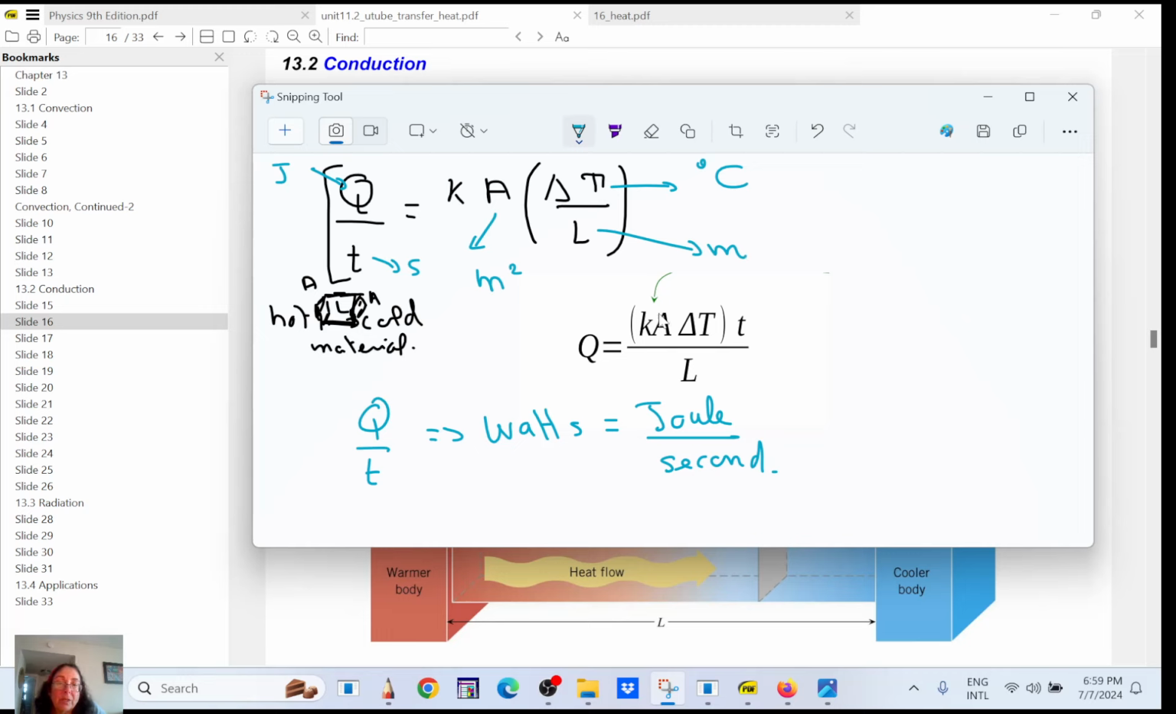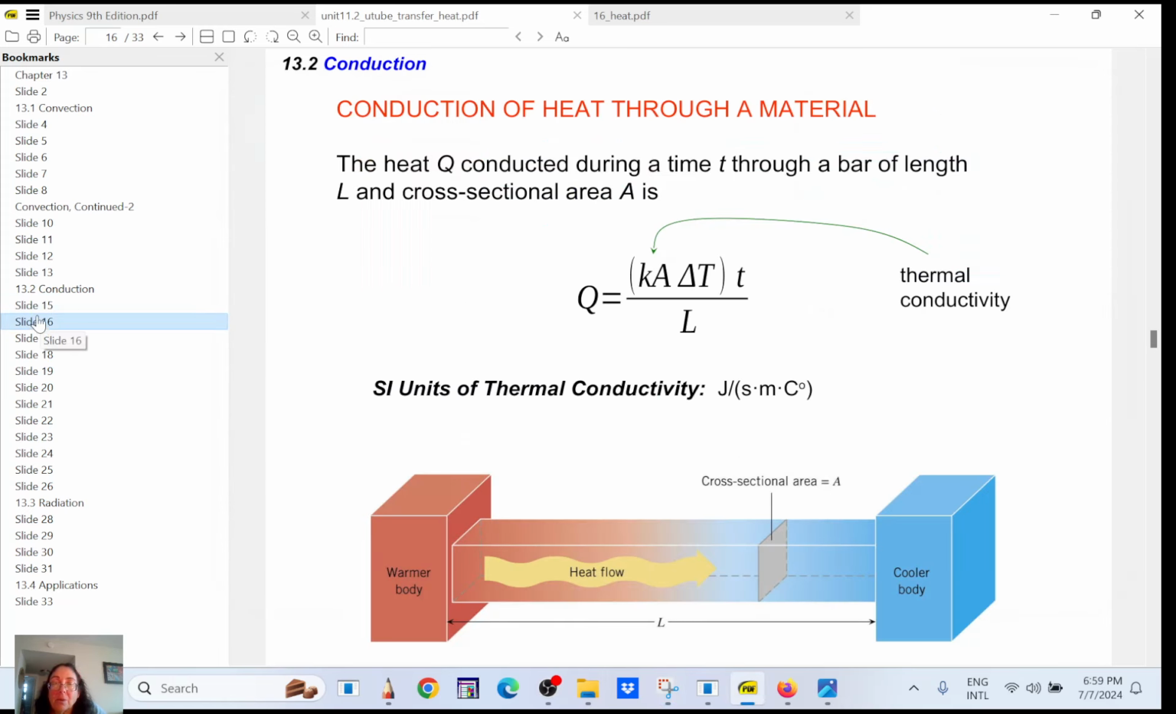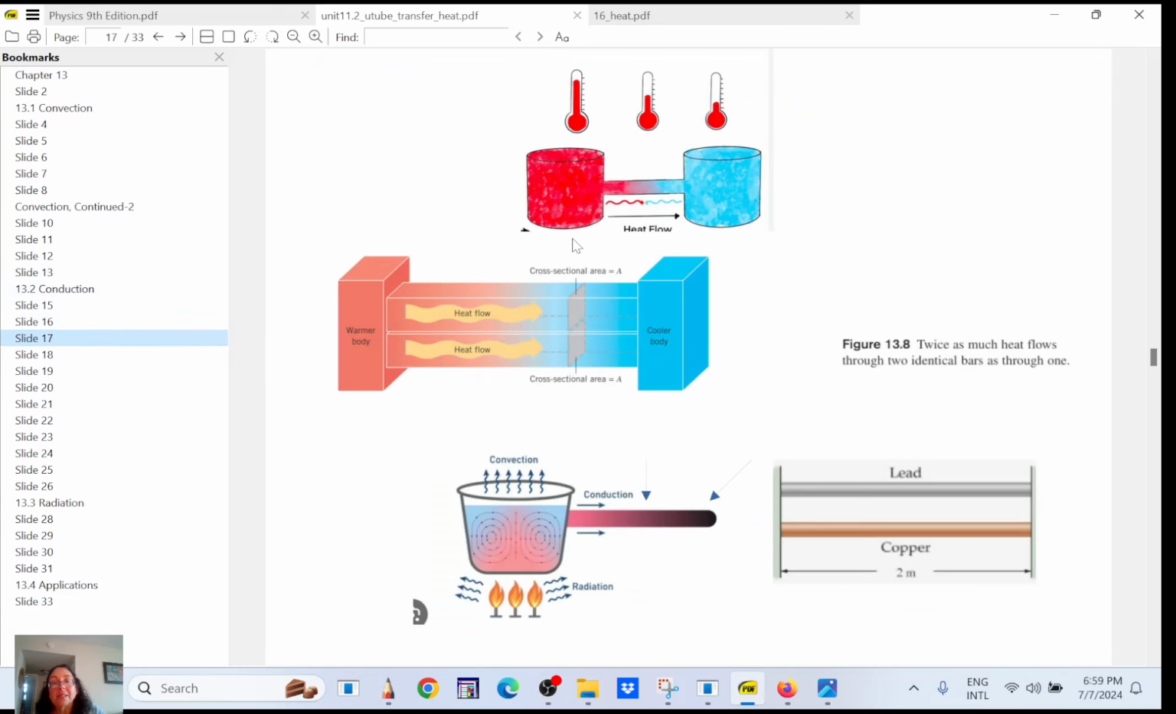Okay, so if you isolate K, the unit for K will be joules per second meter degree Celsius, or watt per meter degree Celsius, since joules over second is watt. Now you can see here again, heat will flow from a source to a sink.